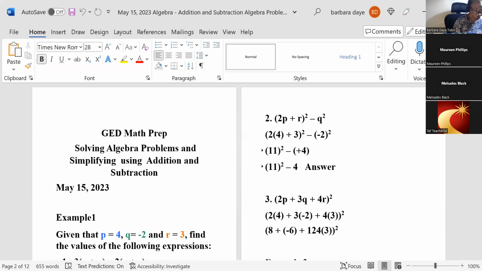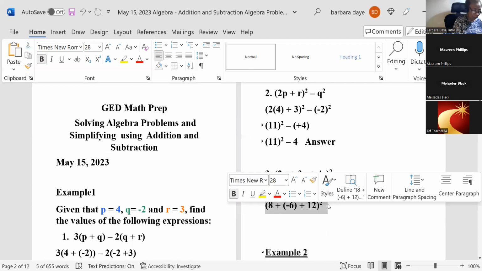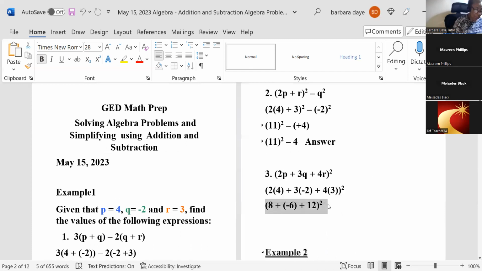And then when you combine that, Maureen, what do you get? 8 plus a minus 6 plus 12. What does that give you, Maureen? 14. That's right. Very good. Mercedes, what did you get from the 6? Maureen will tell you. There's Maureen's answer.